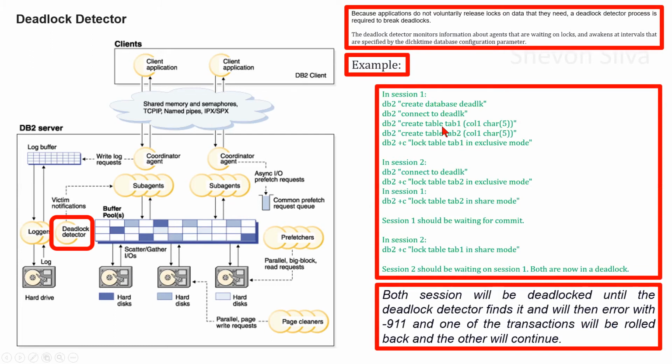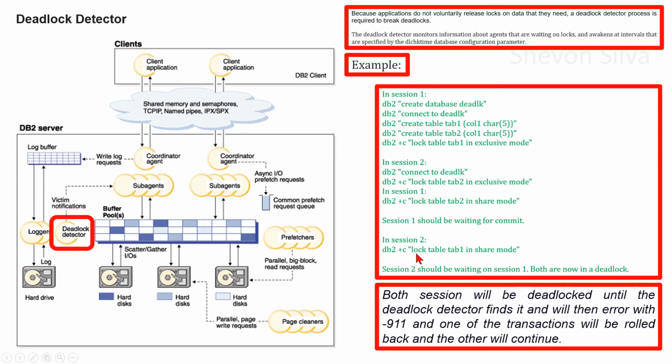As an example, we can consider this. A database is created and connected, and tables are created, table 1 and table 2. Lock the table in exclusive mode in session 1. Then session 2 also connects to the database and locks table 2 in exclusive mode. So in session 1, lock table 2 in shared mode. It's already locked in exclusive mode, so session 1 should be waiting for the commit.